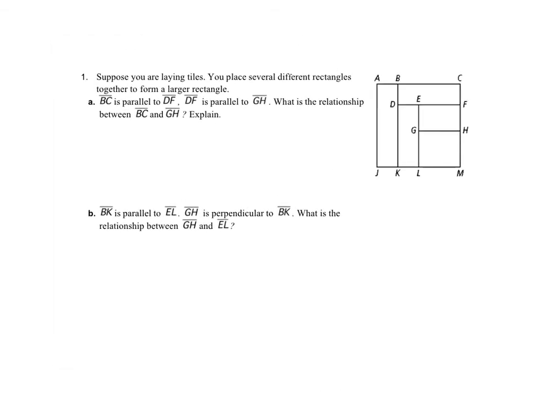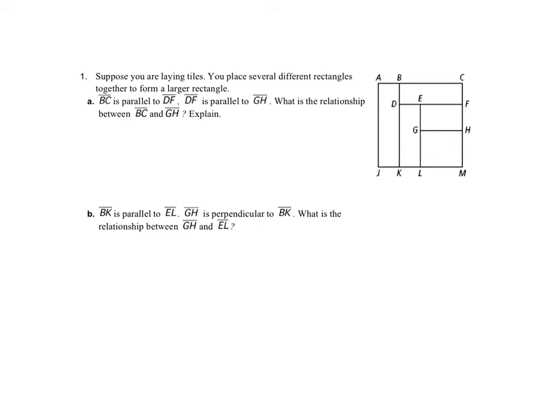So let's see this information right here. It says that line BC is parallel to EF right here, and EF is parallel to GH right there. What is the relationship between BC and GH? So that means that in this case, segment BC is also parallel to GH. Why? Because if line BC is parallel to EF and EF is parallel to GH, then those two lines have to be also parallel.